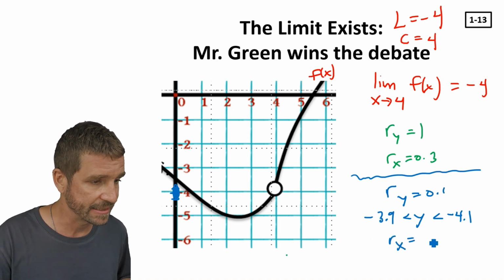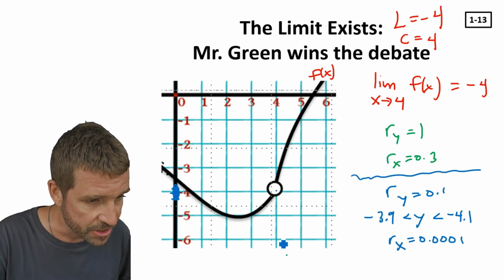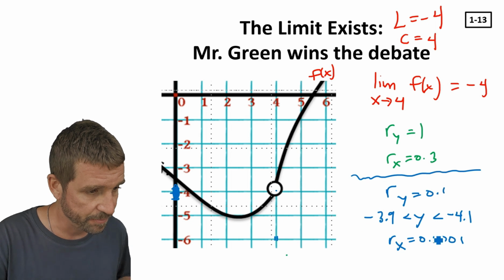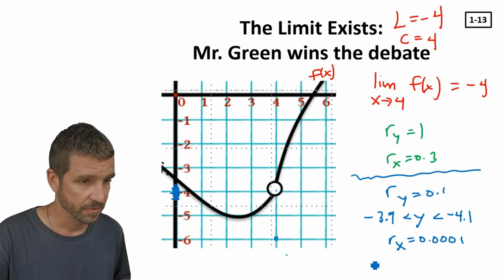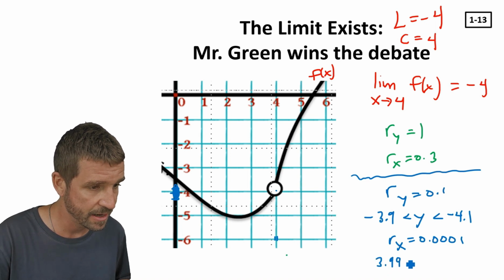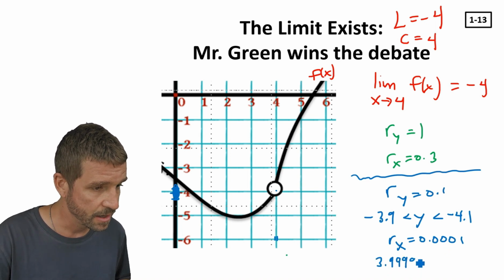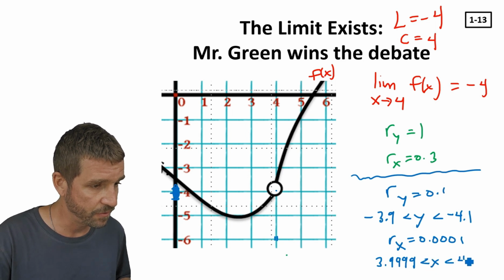Let's say that r sub x is like 0.0001, all right? So he's going from pretty much 3.9999 is less than x, is less than 4.0001.